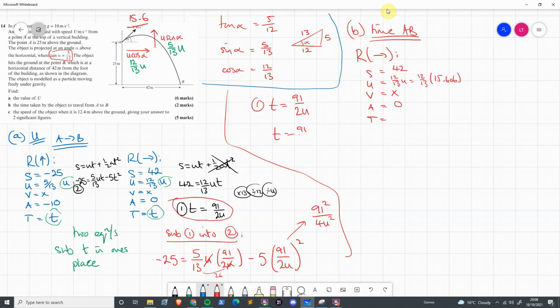T equals 91 over 2 times 15.606. Let me just recheck that. 15.606 is 31.212. 91 divided by 31.212, so t equals 2.9155. We'll call it 2.9 seconds to two significant figures.